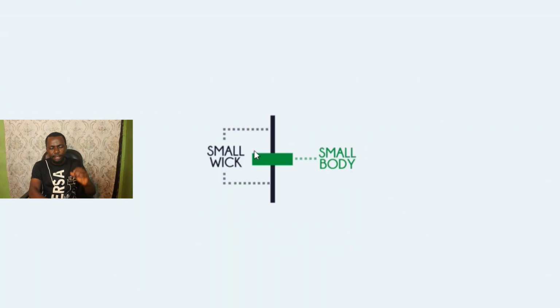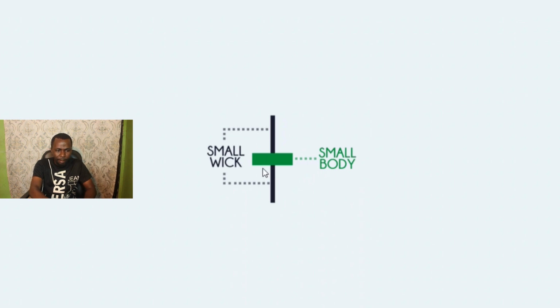Then if you see this type of candlestick, this candlestick is called a doji, right? It's like a cross. This is a sign of indecision. So if you see this kind of candlestick in a higher time frame like the daily time frame, if you move over to the 5 minutes or 15 minutes, it will tell you another story.